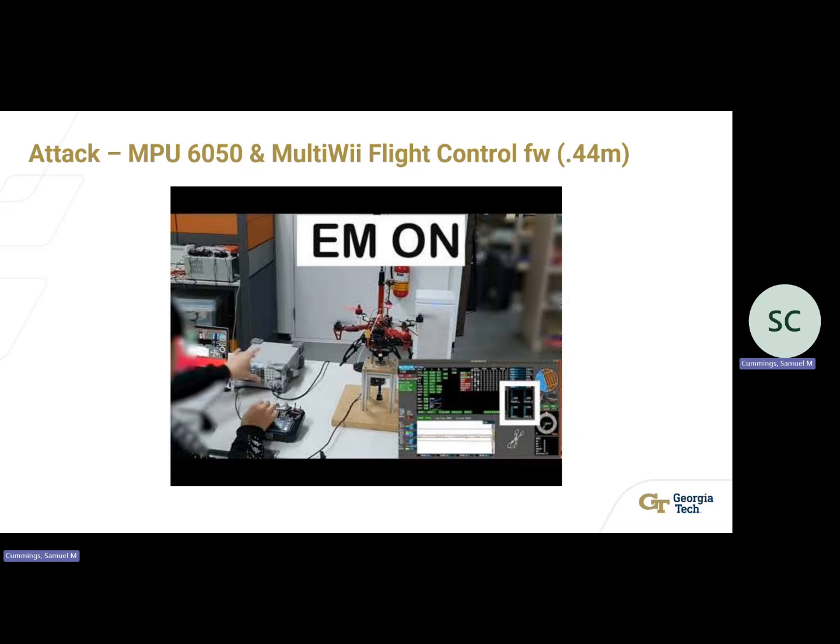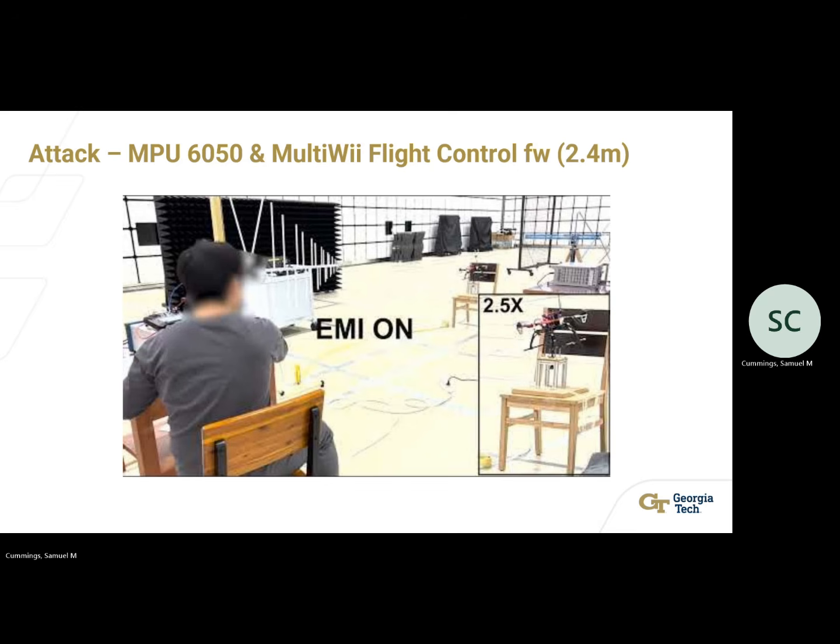So this was an attack on the MPU 6050, and they used the Multiwii flight controller firmware, and this was only at a distance of 0.44 meters. But you can see as soon as they turned on the EMI, the drone immediately started acting all finicky, and if it wasn't held up, it would have crashed. Now this attack, they show the same board, MPU 6050, same firmware, but this time at 2.4 meters.